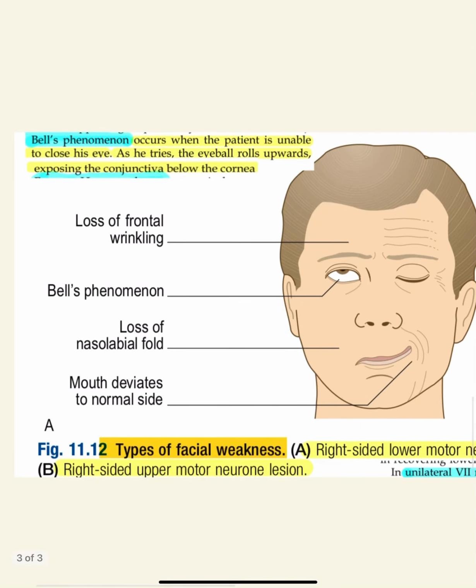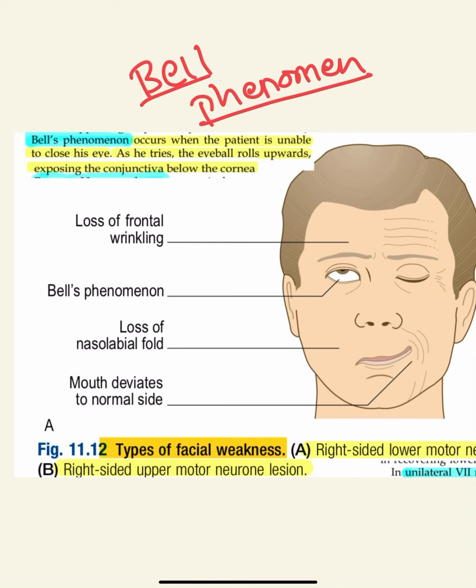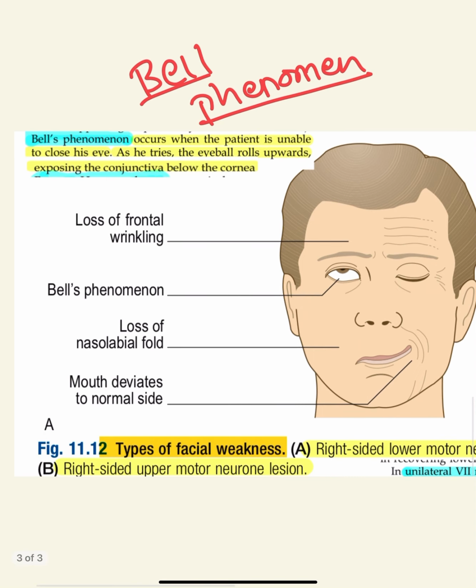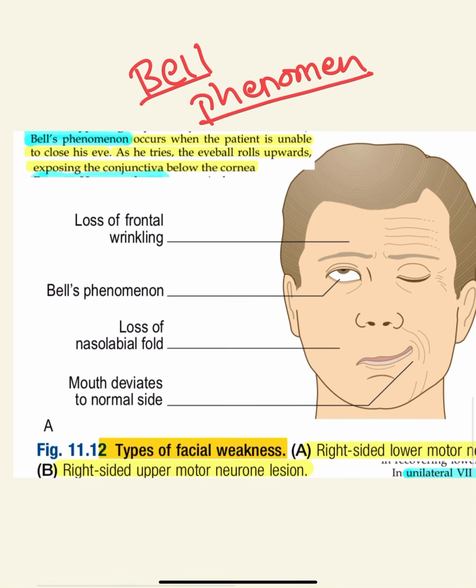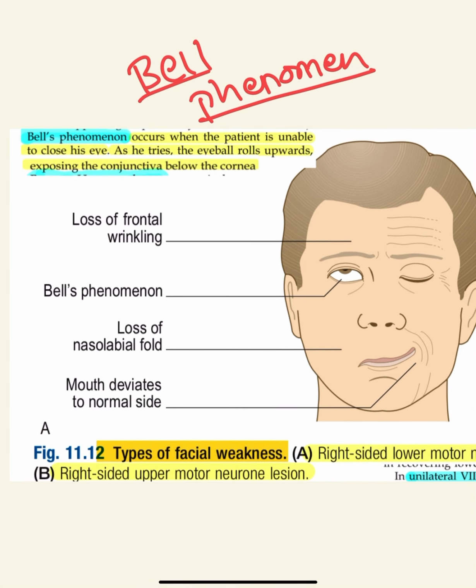Hello everyone, let's learn about the Wells phenomenon, right? What the Wells phenomenon is that the patient is unable to close his eyes, right? And here the patient is unable to close his eyes, and there will be uprolling of the eyeball seen. This is known as the Wells phenomenon.